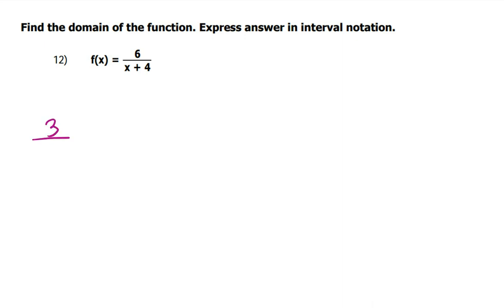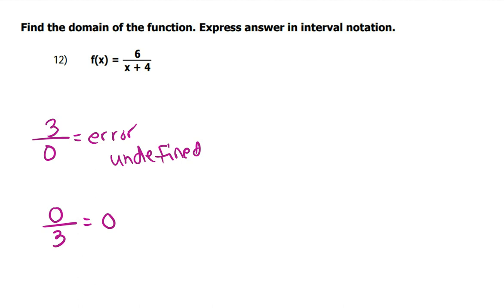If you take 3 divided by 0, your calculator is going to give you an error message because this thing is undefined. You cannot divide by 0. Now you can divide into 0, like if I took 0 and divided by 3, that's still 0. And I can actually visualize that.